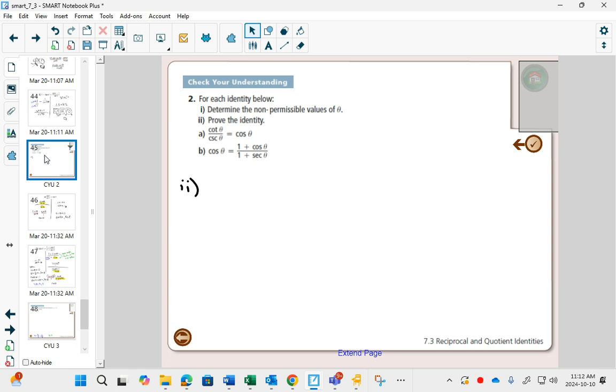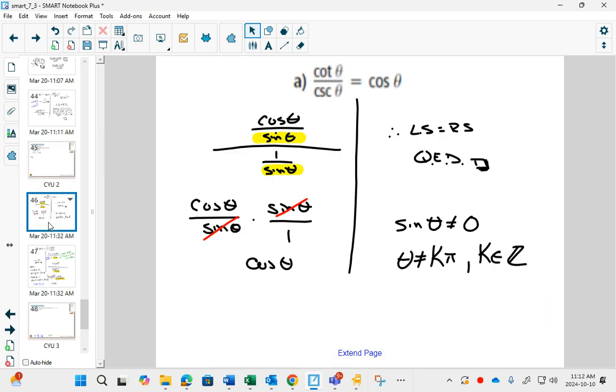non-permissible values afterwards. So in proving the identity for both of these, if we use the common strategy of changing things to sine and cosine, we can change cotangent to cos theta over sine theta. We can change cosecant to 1 over sine theta. Then I have a fraction over a fraction. I multiply by the reciprocal. And if you're multiplying and factors are identical, you can simplify them. But we can only simplify if we're multiplying and factors are identical. So here they simplify perfectly.